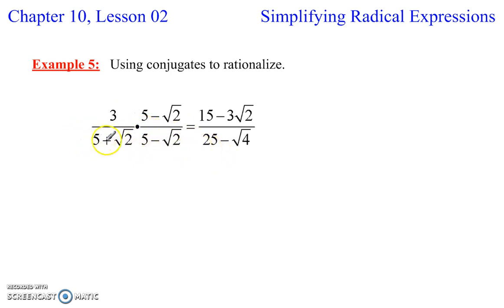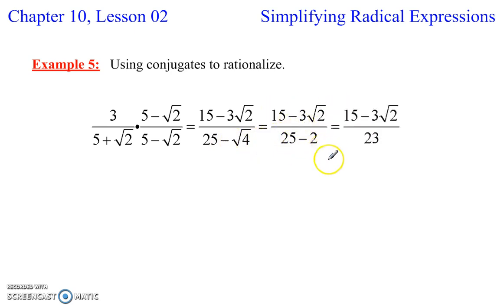Then on the bottom, we have 5 squared minus 2 times radical 2 times radical 2, which is radical 4. And radical 4, we can square root that, and that's just 2. And now I've gotten rid of the radical in the denominator. Now all I have to do is simplify. That's 23 right there. I've simplified, I've rationalized this, gotten rid of the radical out of the denominator.